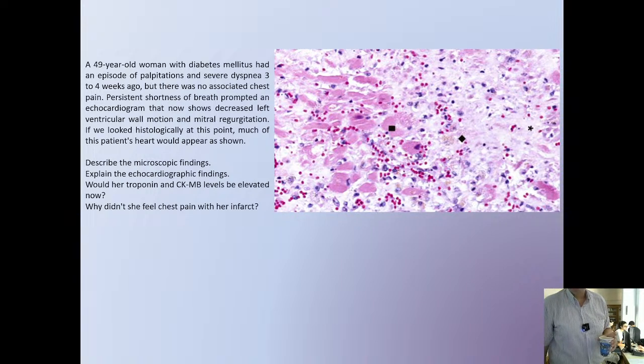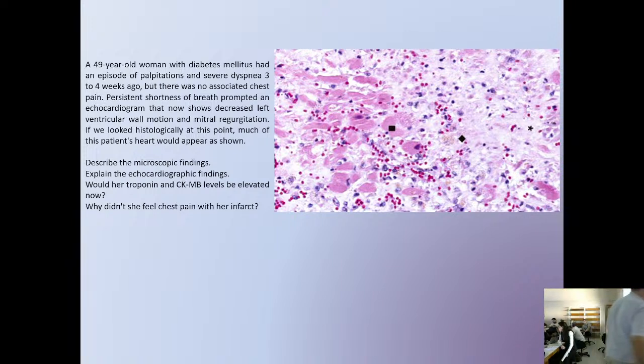In this area, which tissue predominates, and how does this lead you to tell me when the infarct happened? Which tissue predominates in this area? Yes? Granulation tissue. So it's very late granulation tissue. That's why we have non-cellular areas which are replaced by scar tissue. So this is an old infarct.